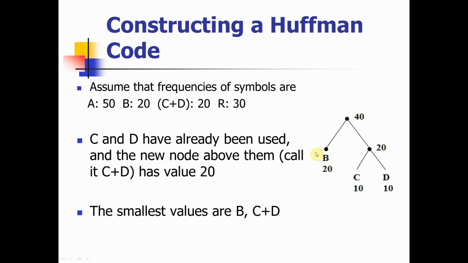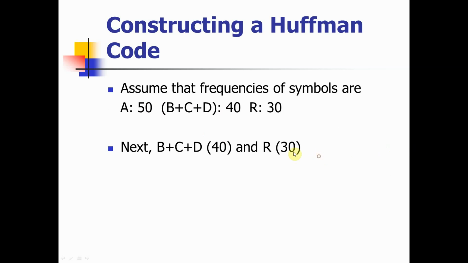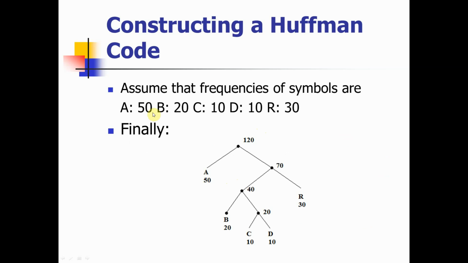So you see that C and D will be combined with B over here. Again, B can be on the left side or on the right side. It doesn't matter. It's your own choice because the representation of the bits would be the same. Once we put them together, we now have only 3 nodes: 50, 40, and 30. Since the two smallest values are B, C, D, and R, we put them together. So we have this tree. Again, R can be on the right side or on the left side. It doesn't matter.